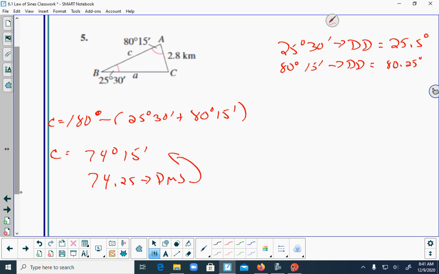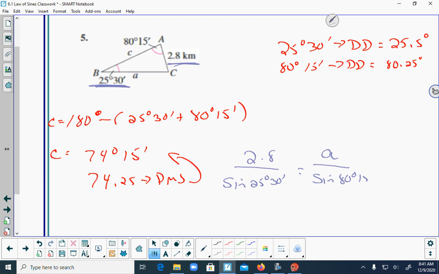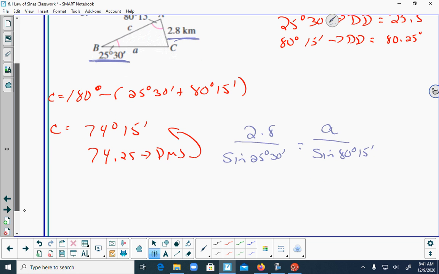My proportion, I'm going to use a proportion that's given to me first. So the opposite pair that's given to me is angle B with side B, so that's going to be 2.8 over the sine of 25 degrees 30 minutes is equal to, and we'll look for A first, A over the sine of 80 degrees 15 minutes. Again, if you change these to decimals up here, you're more than welcome to use those decimals here. When I do it on my calculator, I get 6.41.